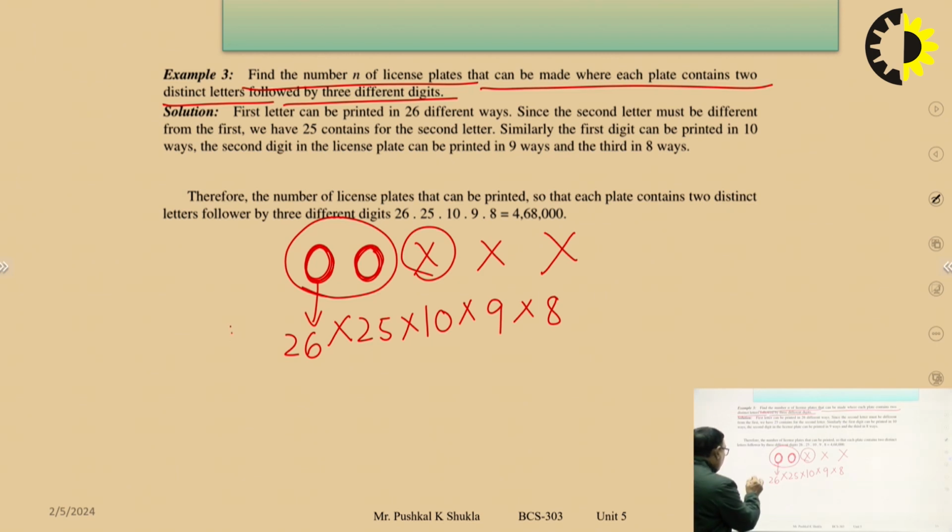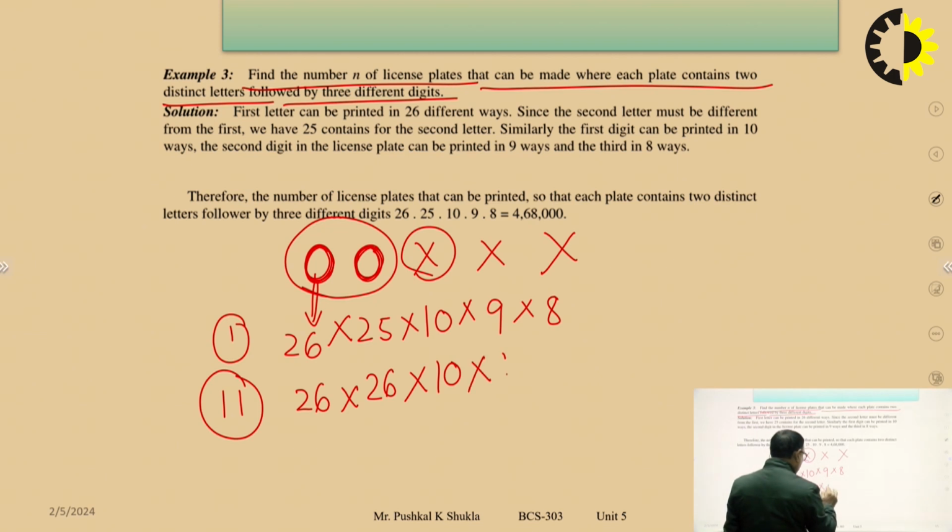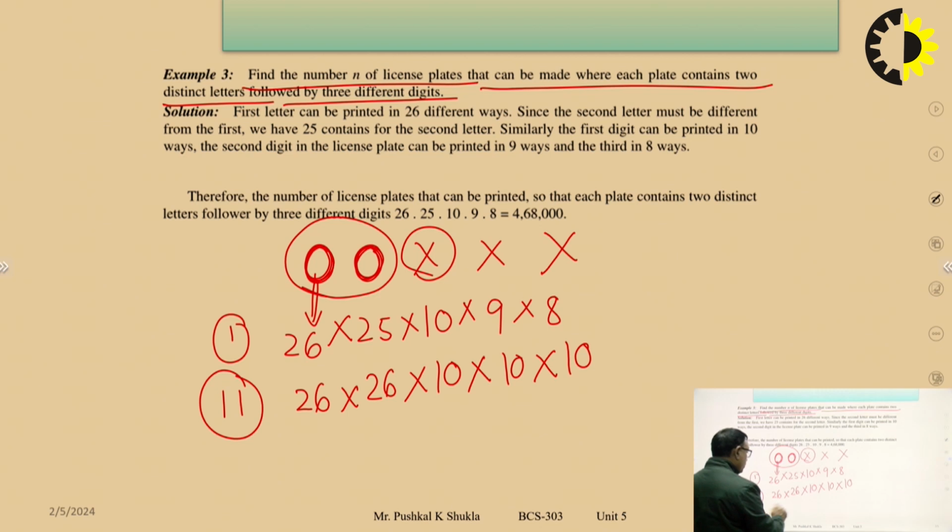Now if anybody asks how many possible ways there are if repetition is allowed, in this case this position can be chosen in 26 ways, this can be chosen in 26 ways, this place can be chosen in 10 ways, this can also be 10 ways, this can also be 10 ways. So in this way the total number of ways will be this if repetition is allowed.